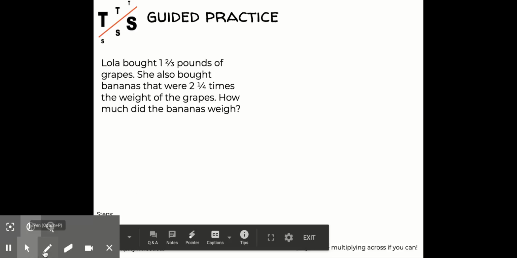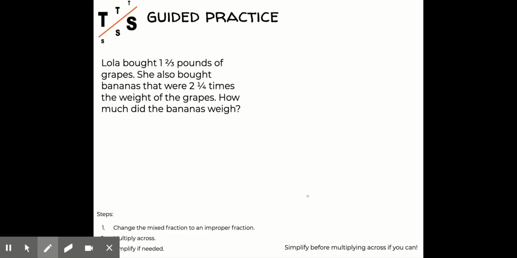Now let's try this word problem. Lola bought 1 2/3 pounds of grapes. She also bought bananas that were 2 1/4 times the weight of the grapes. How much did the bananas weigh? So let me circle these first. 1 2/3, 2 1/4, and we want to figure out how much did the bananas weigh. And our action keyword is times.